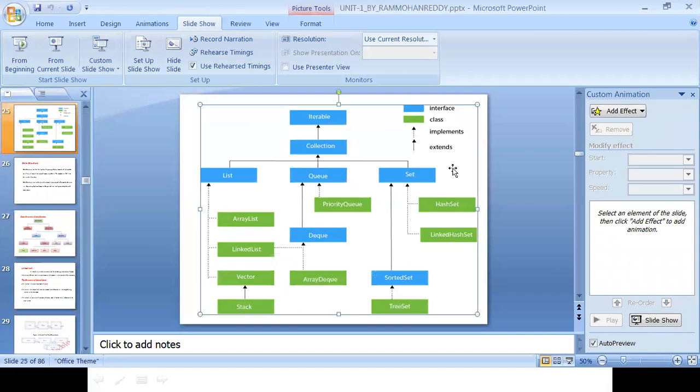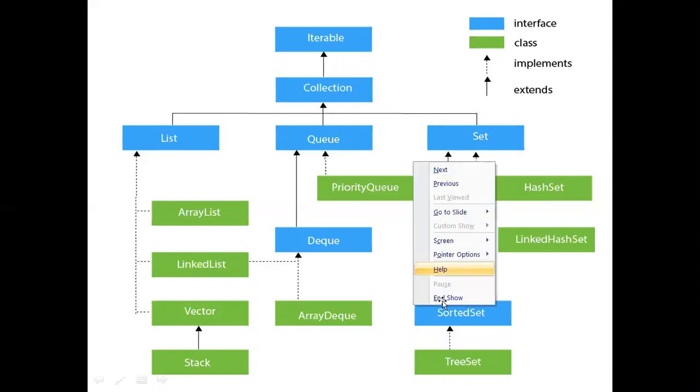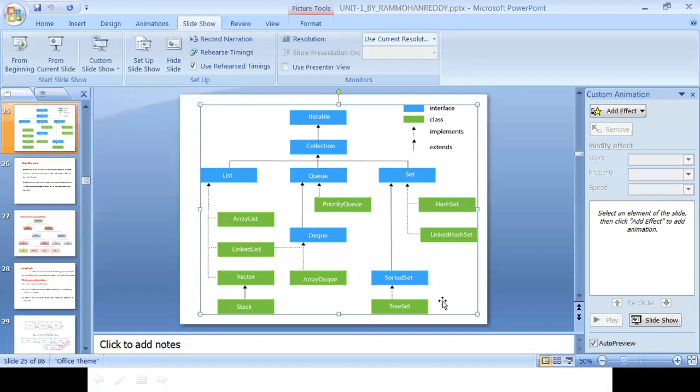See, this is the thing. We have seen Java collections. What does this Java collection contain? It contains lists, queues, sets. The list contains linked list, vector, stack, array list. Queues contain priority queue, deque, array deque. Sets contain sorted set, tree set, linked hash set, like this. Java contains predefined classes for data structures. They are called Java collections.